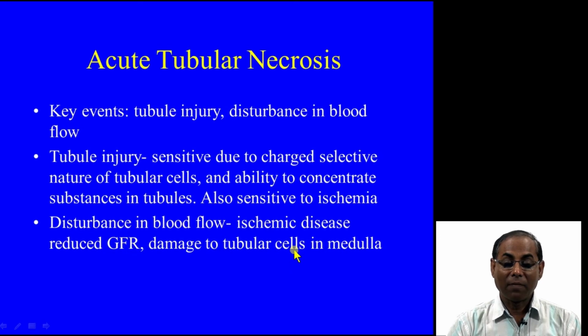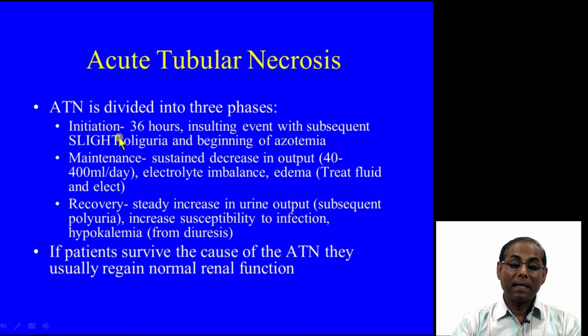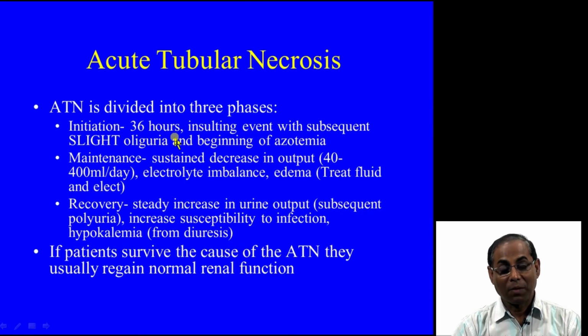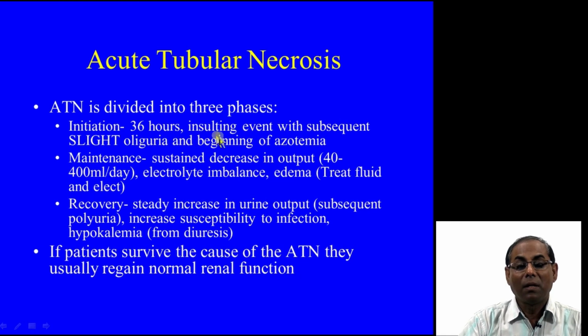And the disturbance in the blood flow leads to ischemic disease. It causes the reduction in glomerular filtration rate and damage to the tubular epithelial cells in the medulla. Now, ATN obviously is divided into 3 phases so far as the pathobiology is concerned. The first phase is the initiation phase, usually within 36 hours of the initiation of the factors which cause the tubular injury, with subsequent slight oliguria and beginning of azotemia. So, the changes are quite mild in the initiation phase.